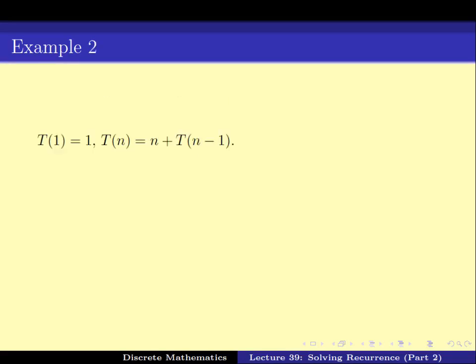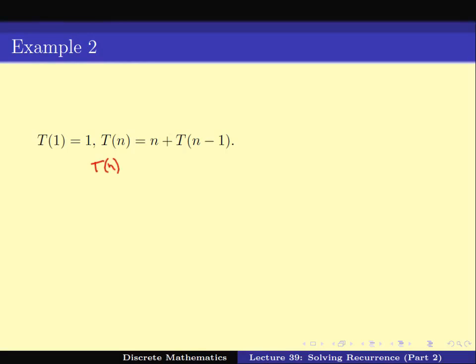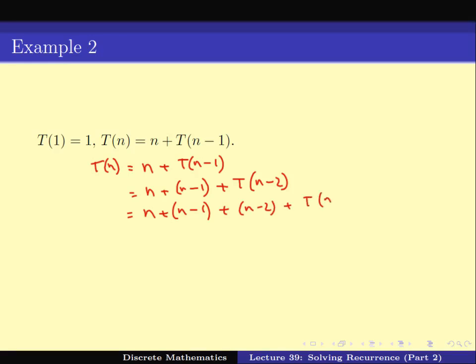So here, Tn equals n plus Tn minus 1. Again, let us keep on unfolding the definition. So Tn equals n plus Tn minus 1, which is equal to n plus, now if I unfold this Tn minus 1, n minus 1 plus Tn minus 2. Now again, if I unfold it more, this is n minus 2 plus Tn minus 3.